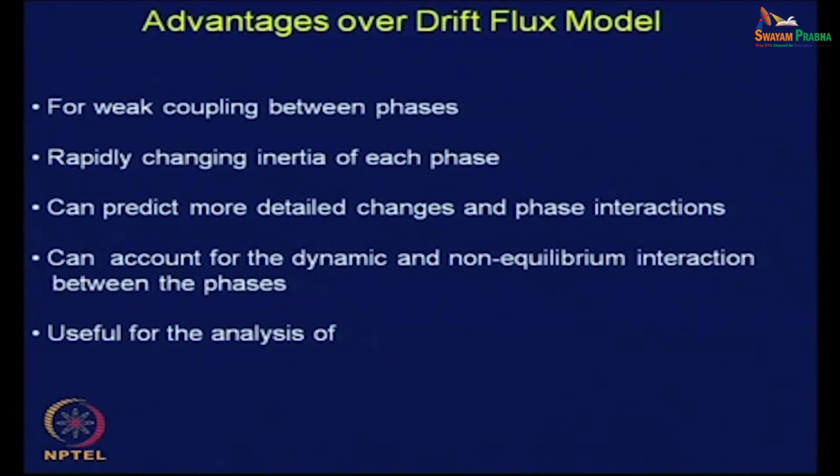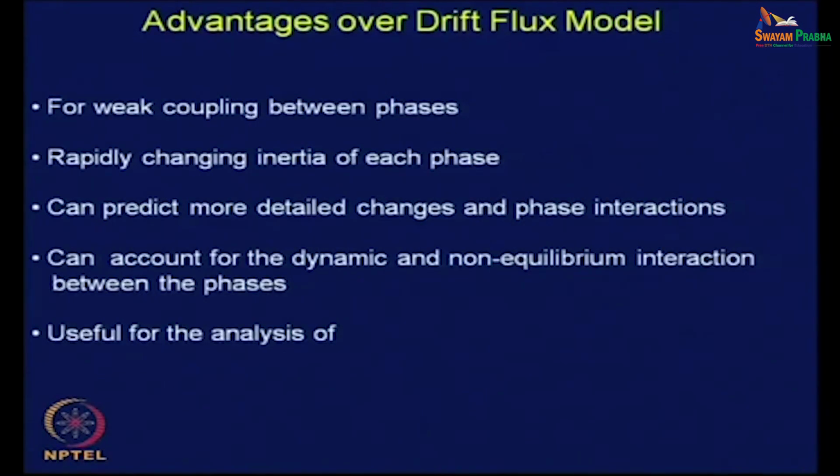Okay, because when there is weak coupling, then finding J21 becomes much more complex. So under those conditions we would prefer this. Next, due to the separate conservation equations, since we are writing separate equations for phase 1 and separate equations for phase 2, it can predict more detailed changes and more detailed phase interactions as compared to the drift flux model. And it can also account for the dynamic and non-equilibrium interaction between the phases.